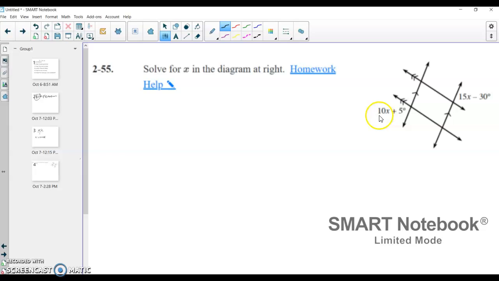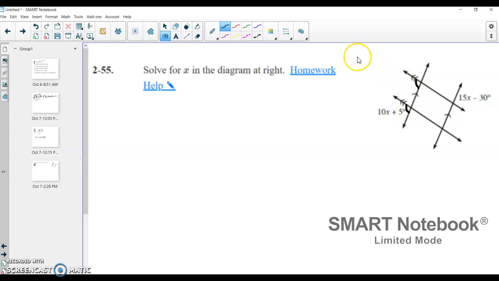Okay, so first I'm thinking here that 10x plus 5, well, that angle right there, that's represented by that equation, is corresponding angles to this angle right here, which means this black angle up here is also 10x plus 5 because corresponding angles are congruent.